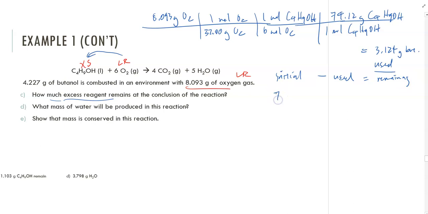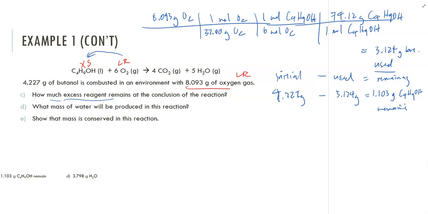I know that the 4.227 grams minus the used part up here, which is 3.124 grams, is equal to the final answer of 1.103 grams of butanol remains. Okay, that takes care of part C on this one.